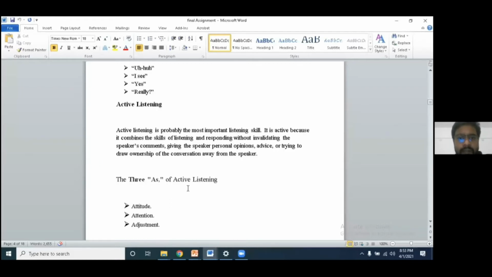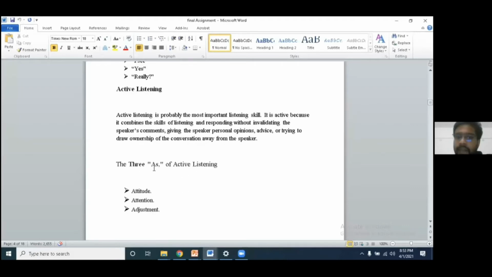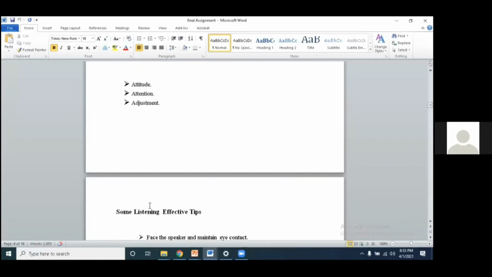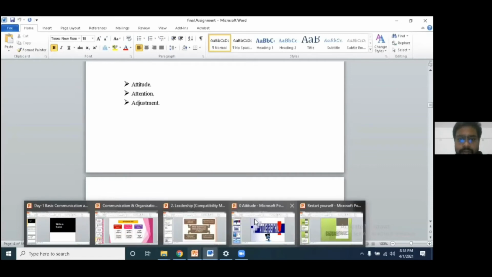There are 3 A's of active listening. The first A is attitude. The second A is attention. The third A is adjustment. Okay, I am going to give you a slide on attitude, and the other two, attention and adjustment, I will try to teach you on another day. Today I give you the slide of attitude. So let's move to the attitude.